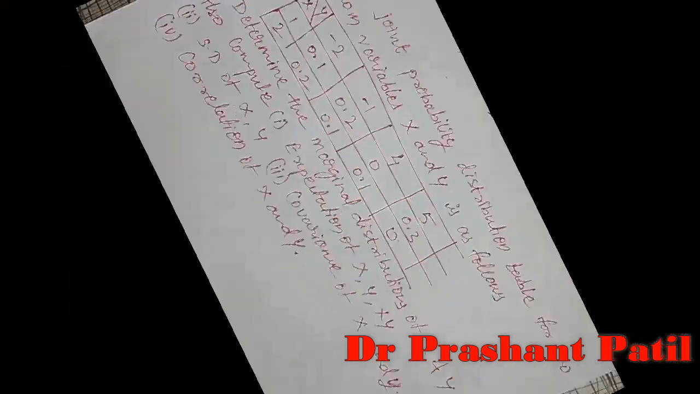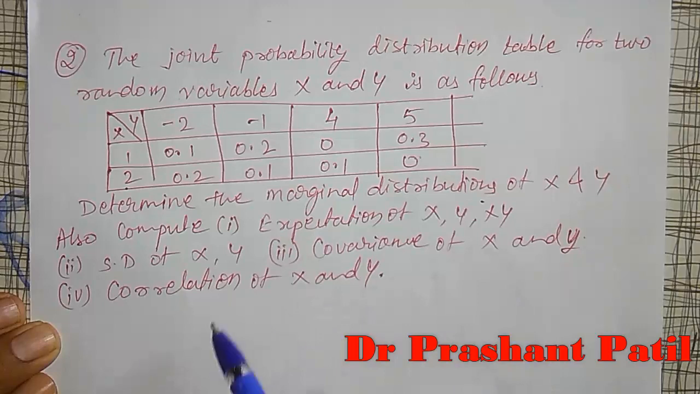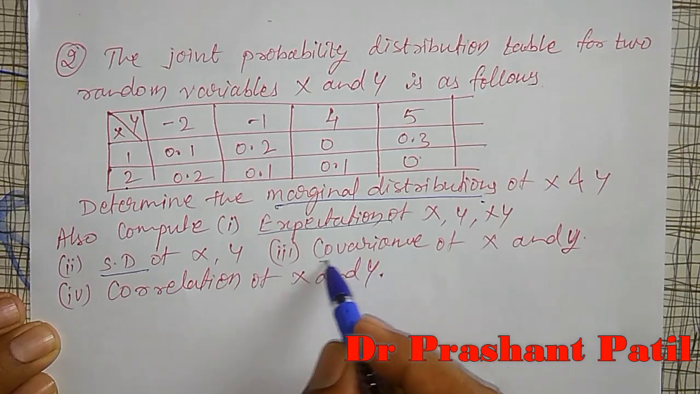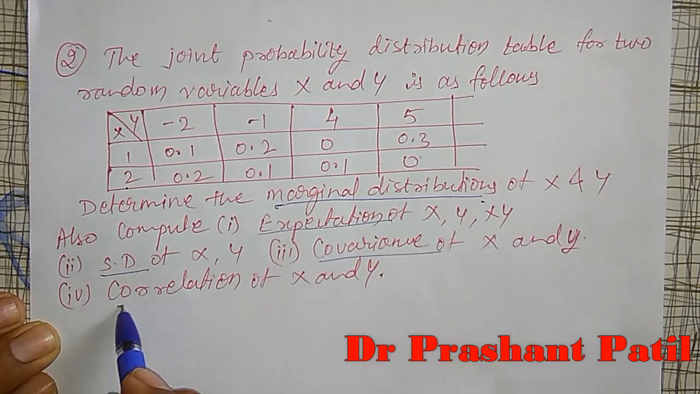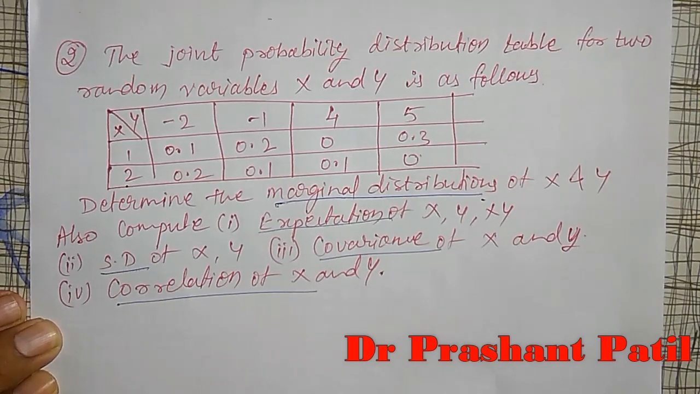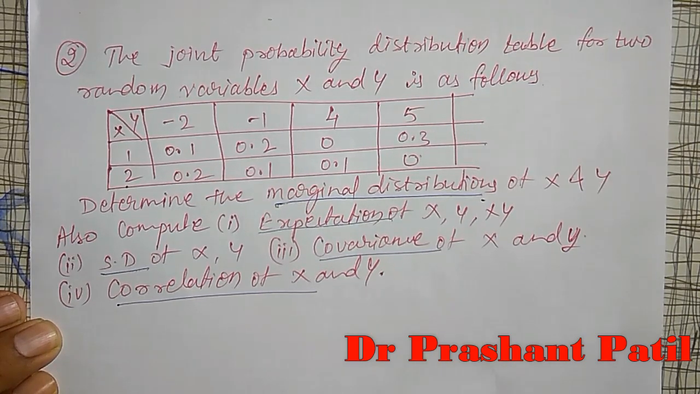Okay, let me determine the marginal distributions of x and y. Marginal distribution I have to find out, expectation I have to find out, standard deviation I have to find out, covariance as well as correlation I have to find out. All are in the last video. I have given all a simple formula. Once again I am going to write a simple formula. Okay, one by one I will solve here.